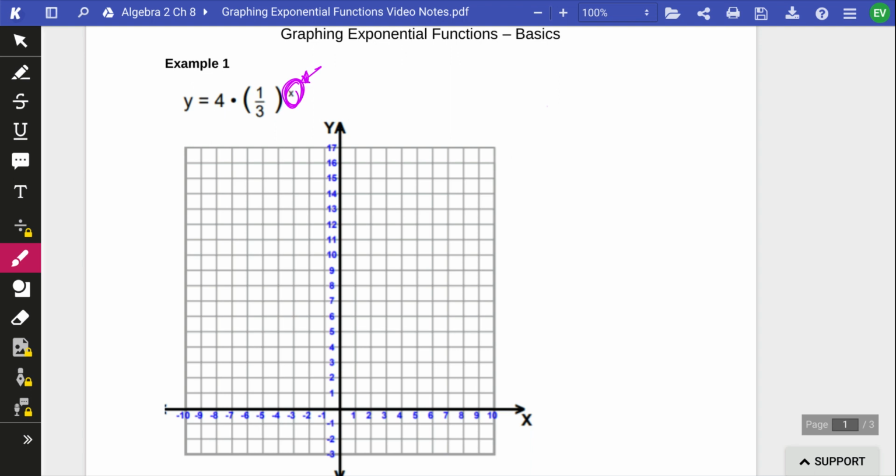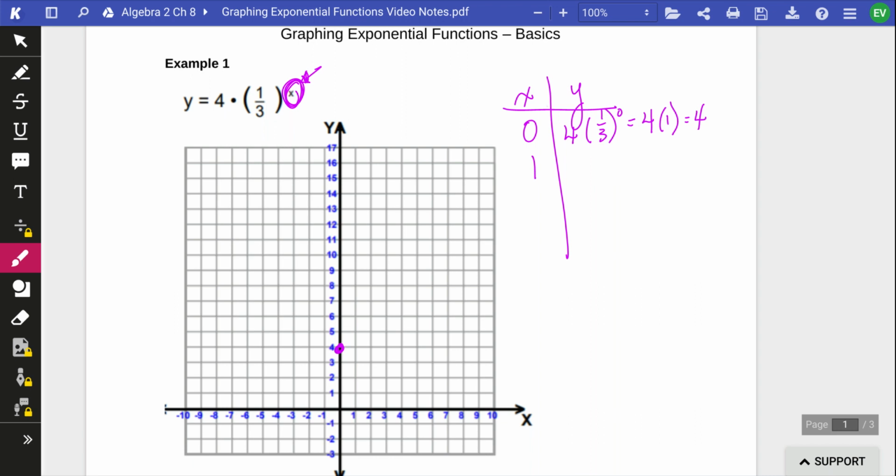The way to graph these, at least for right now, is to select some x values, calculate our y values, and then plot the resulting points. I like to take things kind of easy at first, so I'm going to start with 0. That gives me 4 times 1/3 to the 0 power. Anything raised to the 0 power is 1, so we have 4 times 1, which is 4. I'm going to look at 1. Okay, so (0, 4) is our first point.